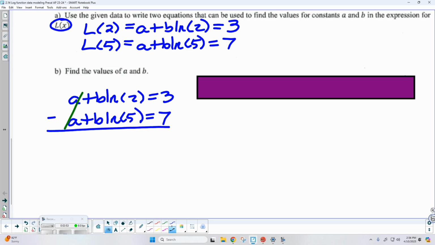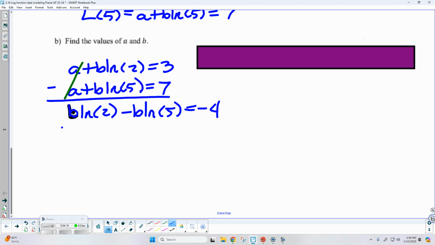Now, for the b's, though, we have b times the natural log of 2 minus b times the natural log of 5 equals 3 minus 7, negative 4. Now, we are going to turn to the calculator in just a moment, but we're not going to approximate these two logs to combine them. Let's say that b is our GCF. So I'm going to divide the b out. This is going to give me the natural log of 2 minus the natural log of 5 is equal to negative 4. Now, I can easily divide right now by the binomial and get my answer, but we can make this a little easier on us.